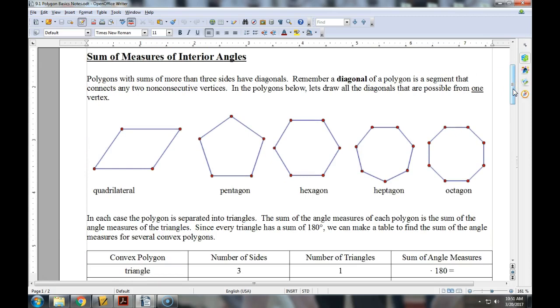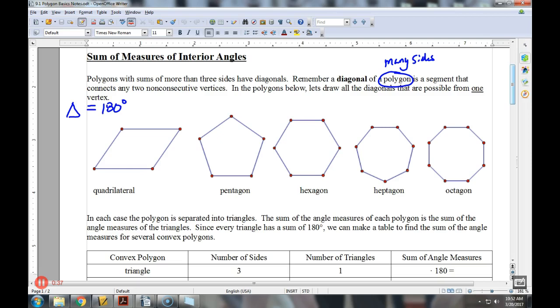So hopefully you remember from the last 8 chapters we've done, the big idea is that triangles had 180 degrees in them. And we can use that fact to develop all the other polygons. Polygon is kind of a weird word, but it really just means many sides. So a polygon is just anything with more than 3 sides.